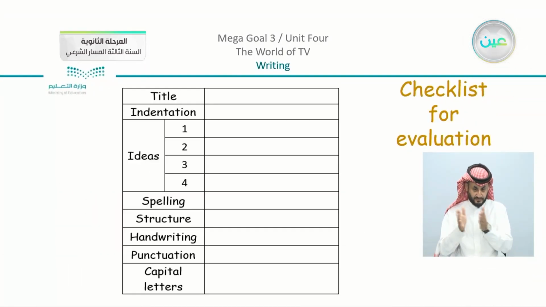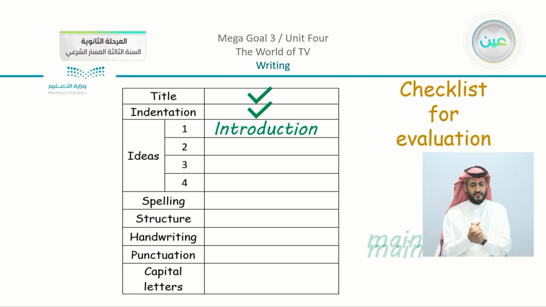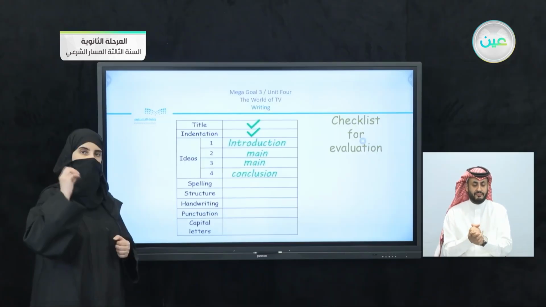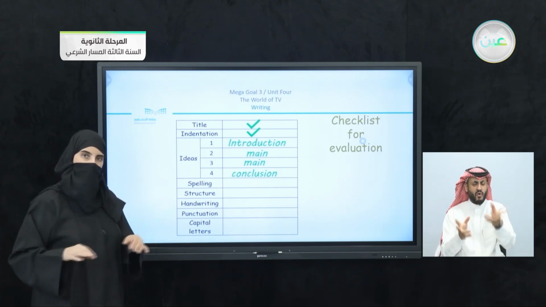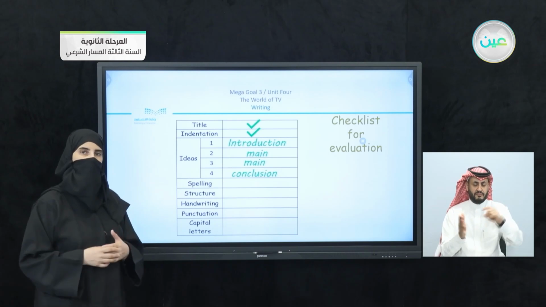Now, we're going to come to the checklist that we have. I'm going to make sure that I applied everything. So I have, first of all, the title. Did I write the title? And how about the indentation at the very beginning of my essay? The ideas. Did I write my introduction? Did I have the first part of the main? And also the second part of the main? And I had my fourth part, which is going to be the conclusion. So just to make sure, you can benefit from this type of table, which is a rubric, to make sure that you are on track and you are doing everything correctly.